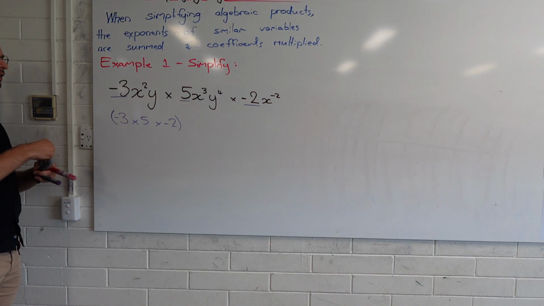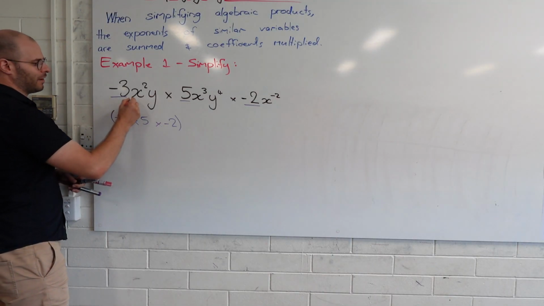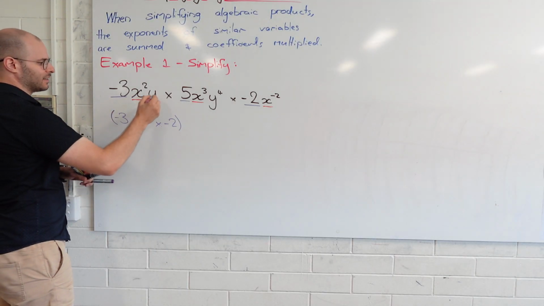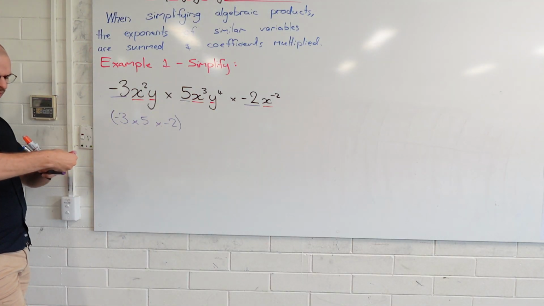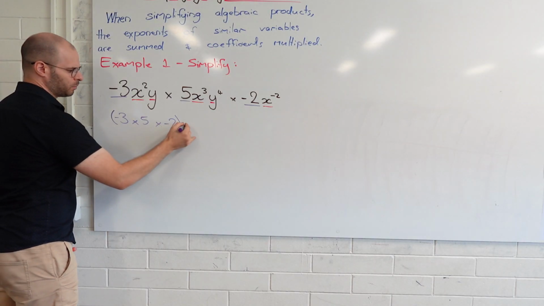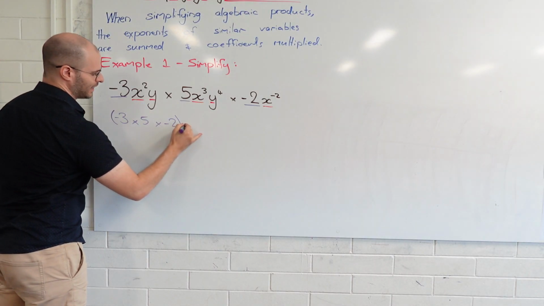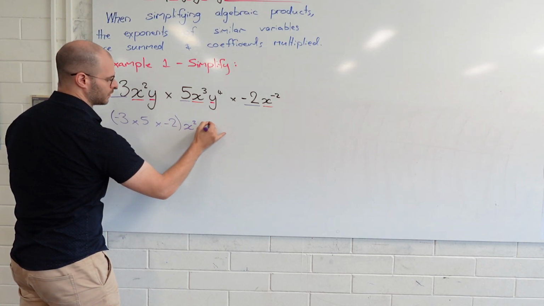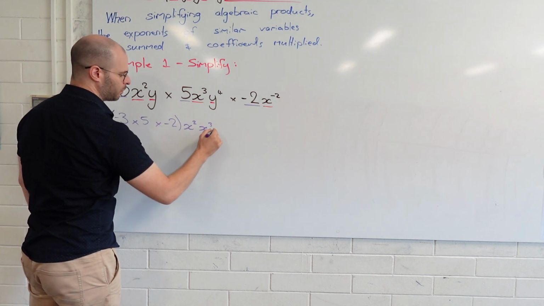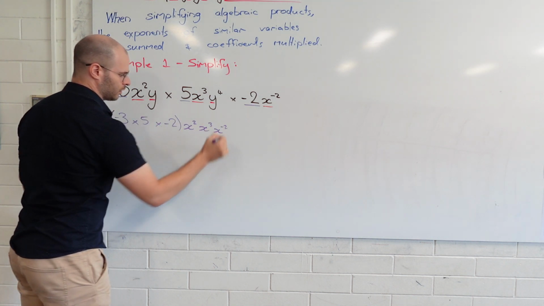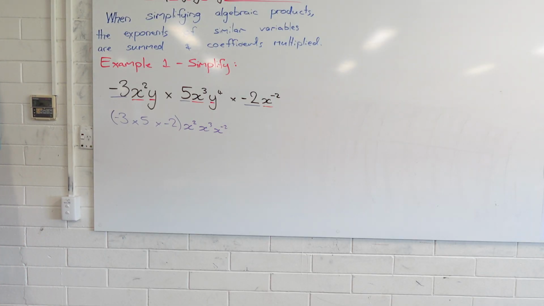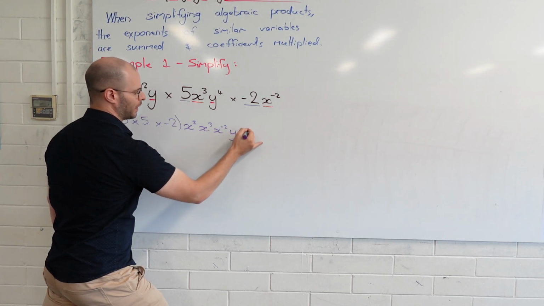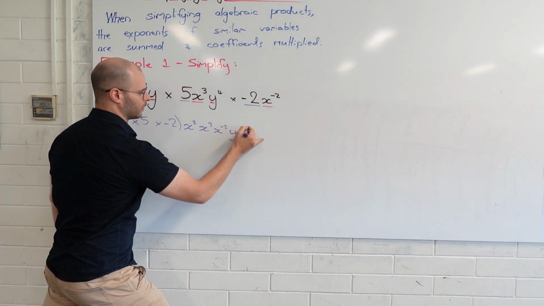Next, we're going to identify our similar variables. Our similar variables are variables that are the same. So we have x's, we have y's. We can do this by simply writing them together. So the first one is x squared, the second one is x cubed, and the final x is x to the power of negative 2. After this, we turn our attention to the y's. Y and y to the power of 4.